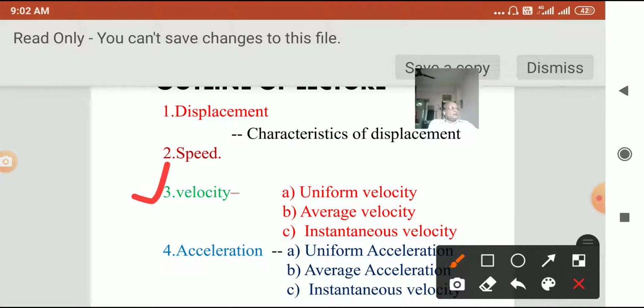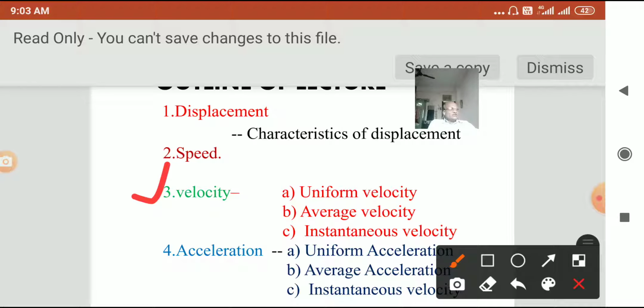Time interval will be t dash minus t, and displacement is AB, which is equal to x dash minus x. So uniform velocity can be found as x dash vector minus x divided by t dash time minus t. Now next is average velocity, the ratio of total displacement to the total time taken to travel this displacement. We call this the average velocity.